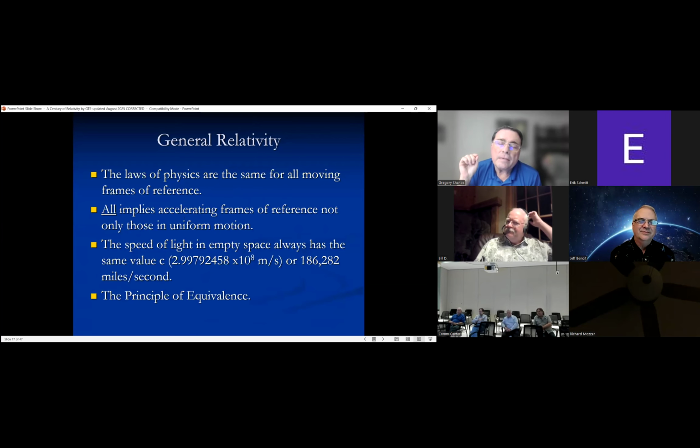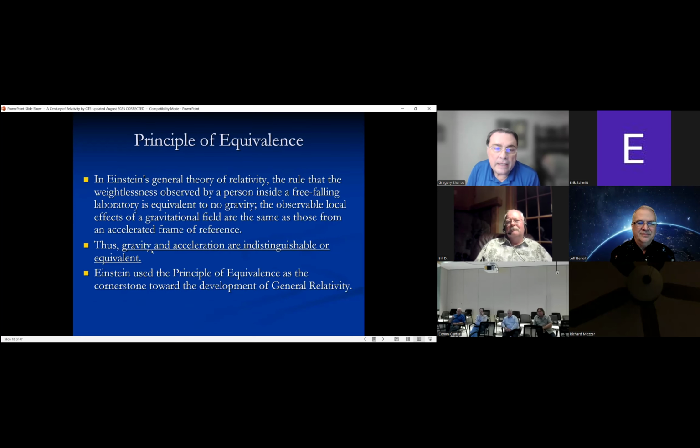What's special is it's about a uniform state of motion in a straight line. So this is for all frames of reference. The general theory implies accelerating frames of reference, not only those in uniform motion. So the principle of equivalence: Einstein determined that gravity and acceleration are indistinguishable, or equivalent.